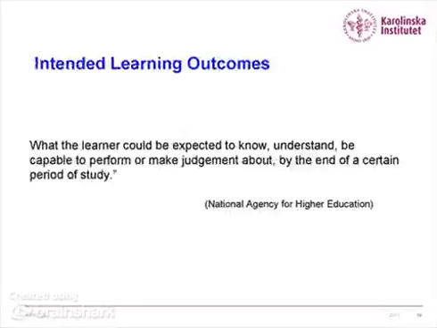In slide 10 you'll see a definition of intended learning outcomes, which is as follows: what the learner could be expected to know, understand, be capable to perform or make judgment about by the end of a certain period of study. There are 3 aspects then to think about with respect to this definition. The first is that ILOs are an expectation. It's not necessary to fulfill all intended learning outcomes necessarily, although the more that one's achieved the better.